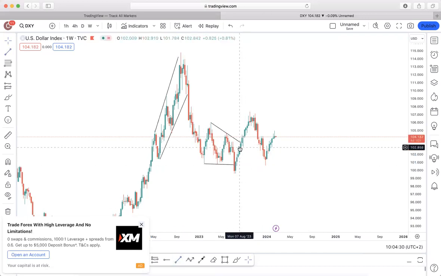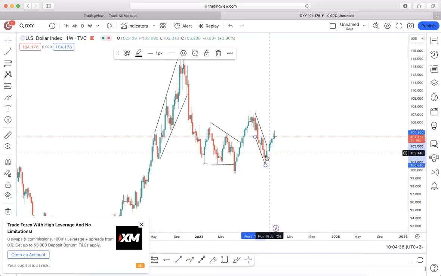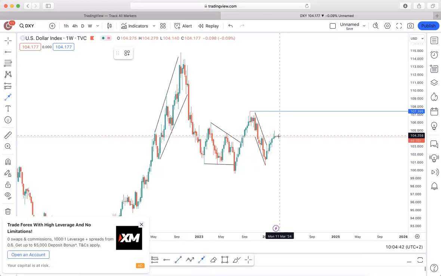And then what happened? Price broke out to the upside. And now currently, price formed a continuation pattern whereby price broke out to the upside over here. So this is having a higher probability of climbing all the way to the upside like so.